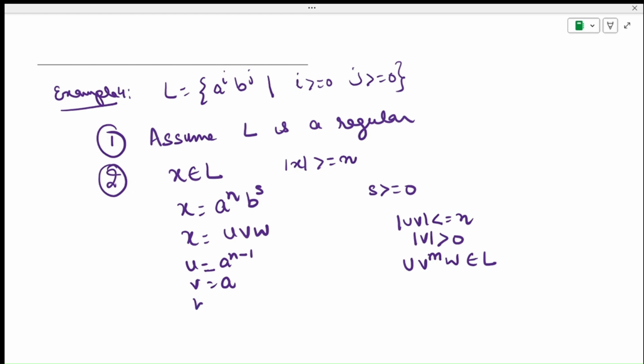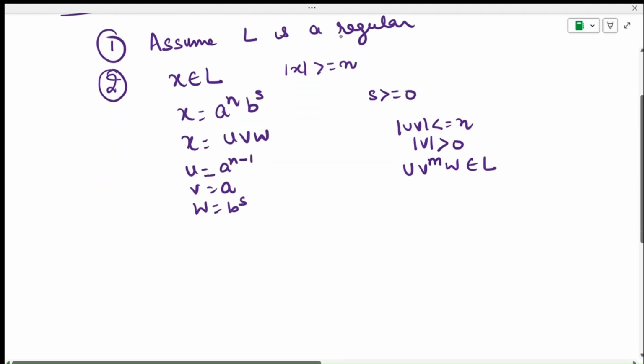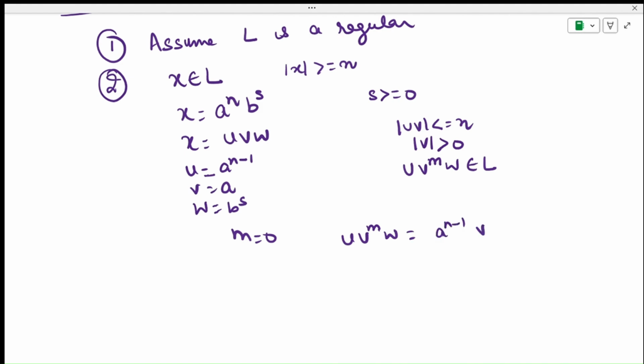W is b raised to the power s. Now we'll put m equal to 0 in u, v raised to the power m, w. U is a raised to the power n minus 1, v raised to the power 0, and b raised to the power s. This will become null. So we have a string of this kind, a raised to the power n minus 1 followed by b raised to the power s.